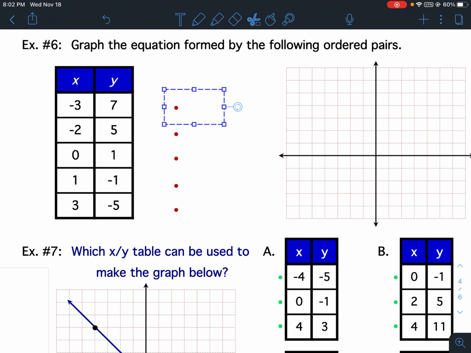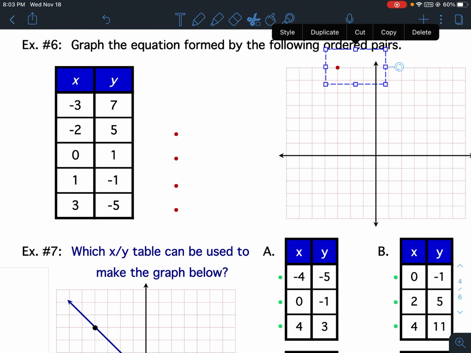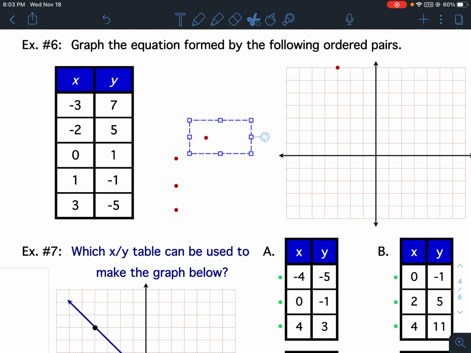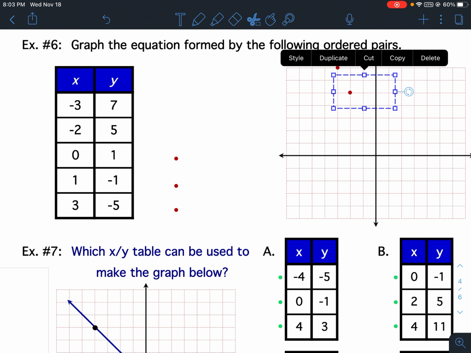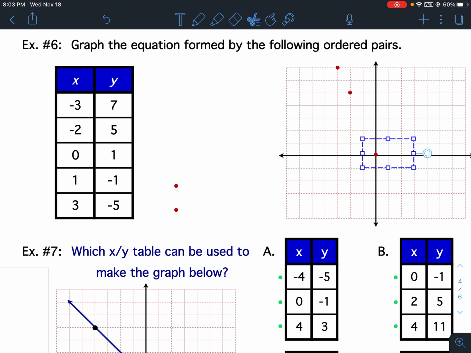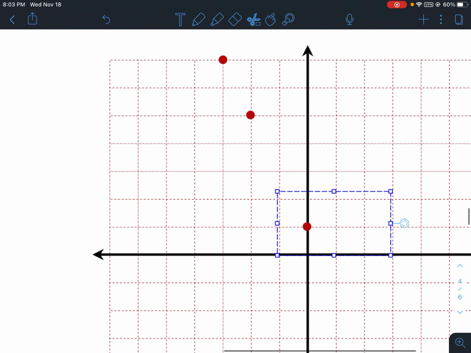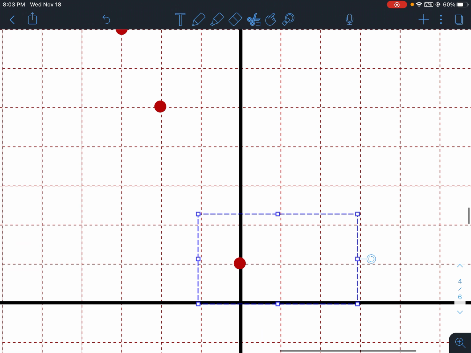Okay, so I'm going to start with -3, 7. So I go to the left 3 because it's negative, and then up 7. -2, 5. To the left 2, up 5. Zero, 1. So I don't go left or right, and I go up 1. Now I'm just going to make sure these points are centered properly.